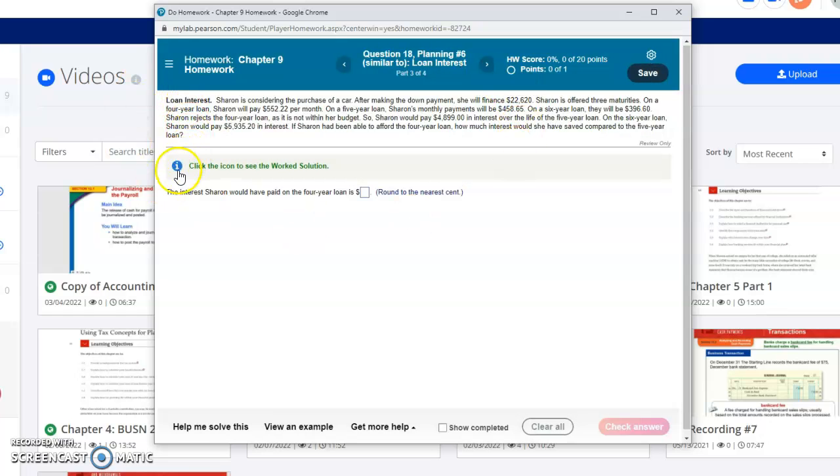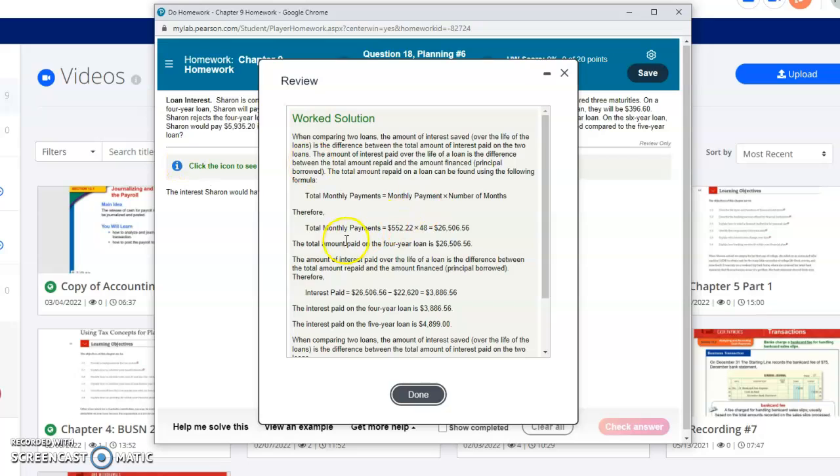This one's loan interest again. The same thing, it's showing you taking the monthly payment times the number of months gives you what your total payout would be at the end of the loan. So again, over 4 years, that's what they would end up paying back. Again, your amounts would be different. So take that minus what you originally borrowed. That would be your interest.